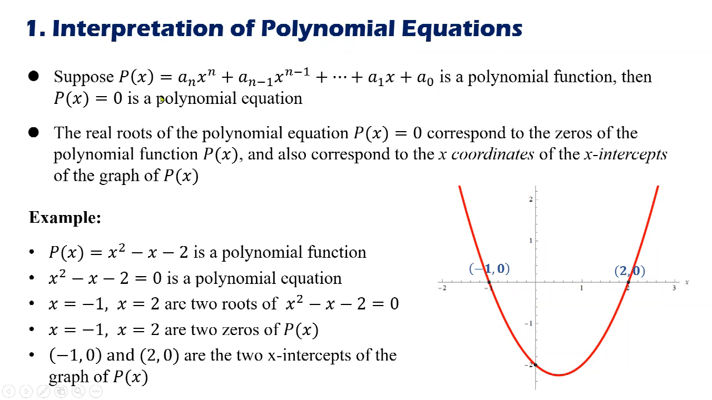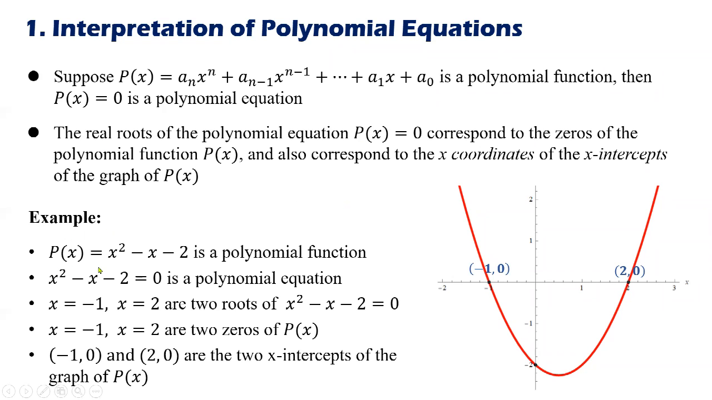polynomial equations. Suppose p(x) is a polynomial function, then p(x) = 0 is a polynomial equation. The real roots of the polynomial equation p(x) = 0 correspond to zeros of the polynomial function p(x), and also correspond to the x-coordinates of the x-intercepts of the graph of p(x). So these are the meanings of the real roots of p(x), which correspond to zeros, or the x-coordinates of the x-intercepts of the graph of p(x).